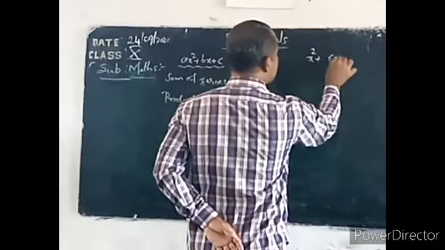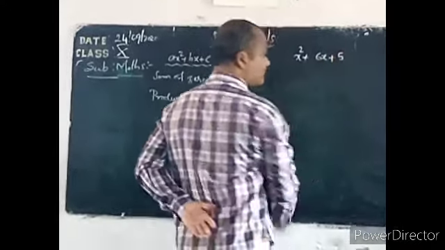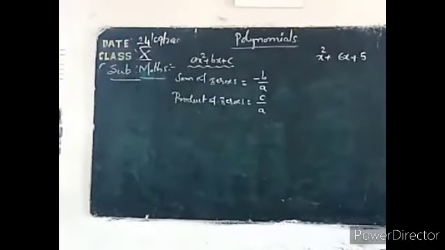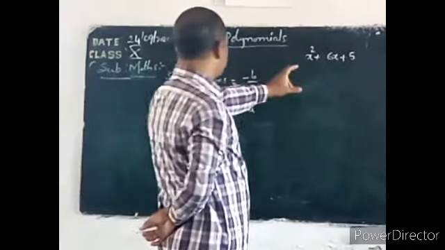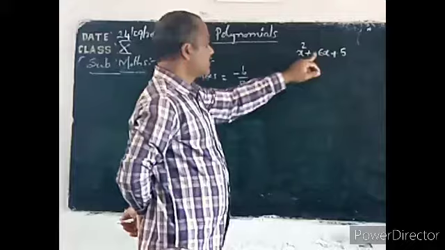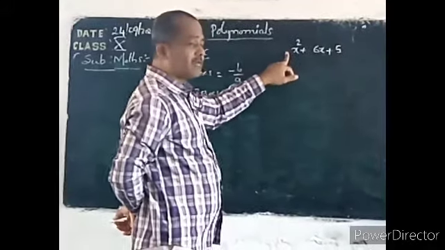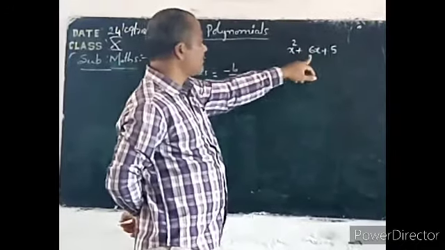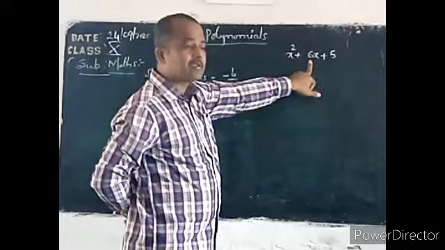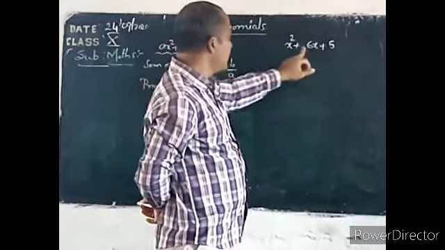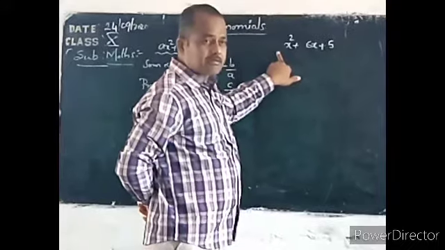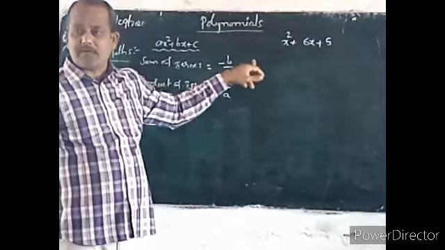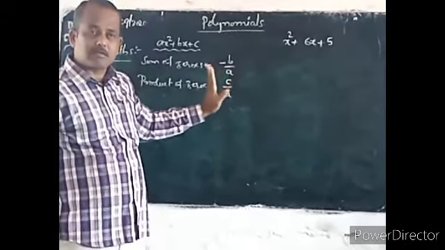x square plus 6x plus 5. For this, the sum of zeros, according to this, what? 6 by 1, the coefficients of x and x square. Minus b means nothing but minus of the coefficient of x. Minus of coefficient of x by coefficient of x square. Minus b by a is nothing but minus of coefficient of x by coefficient of x square.